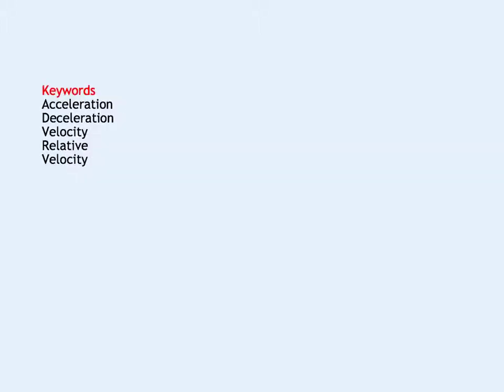There are four key words that you're going to need to know by the end of this session. They are acceleration, deceleration, velocity and relative velocity. I want you to pause this slide now and see if you can write a definition for each of those four words. Now you've had a chance to write your own definition, let's have a look at how they're defined in the textbook.